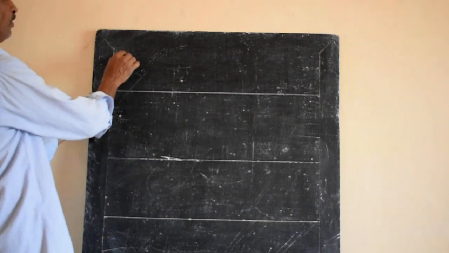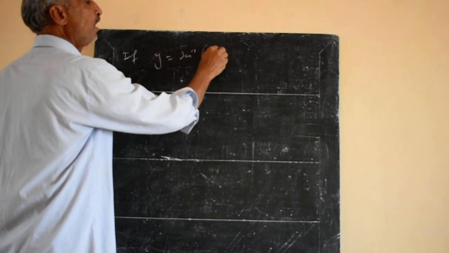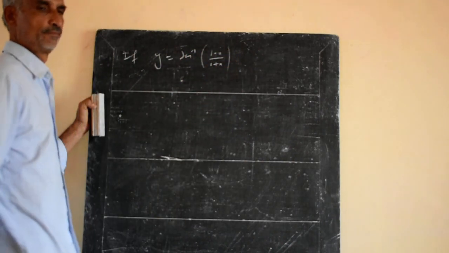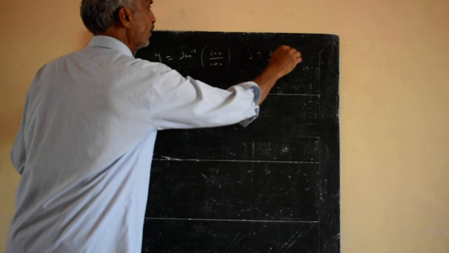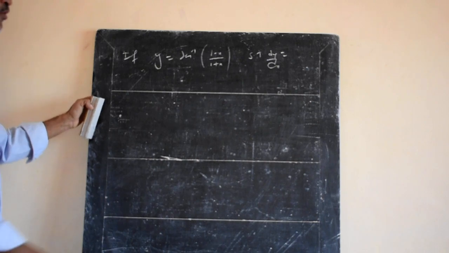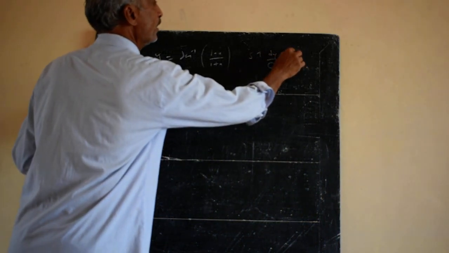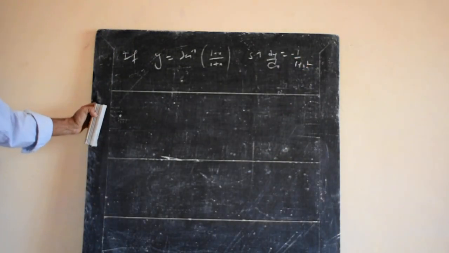If y equals to tan inverse of (1 minus x) upon (1 plus x), show that dy by dx is equals to minus 1 upon 1 plus x square. Minus 1 upon 1 plus x square. I will get that dy by dx by both the methods. One is by direct method and another one is by trigonometric substitution. Which one is simple, we can identify.